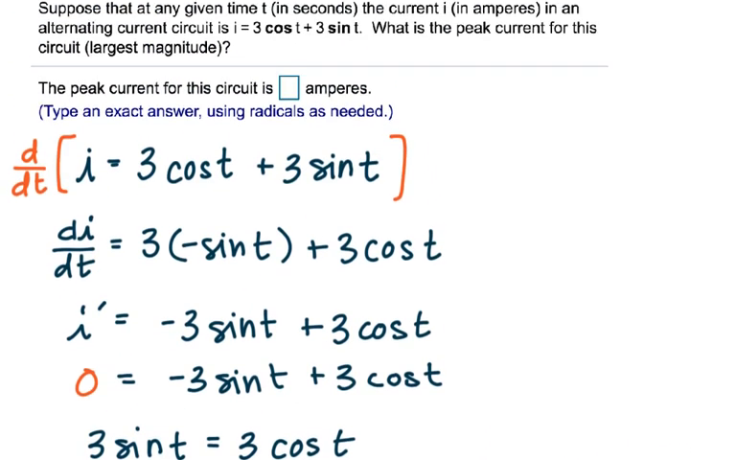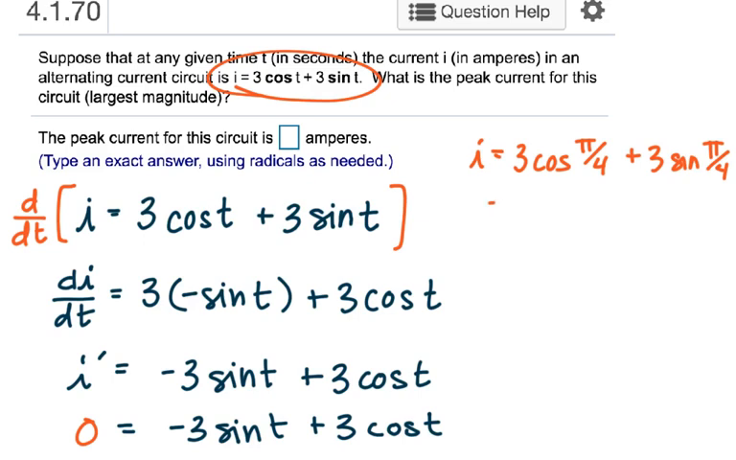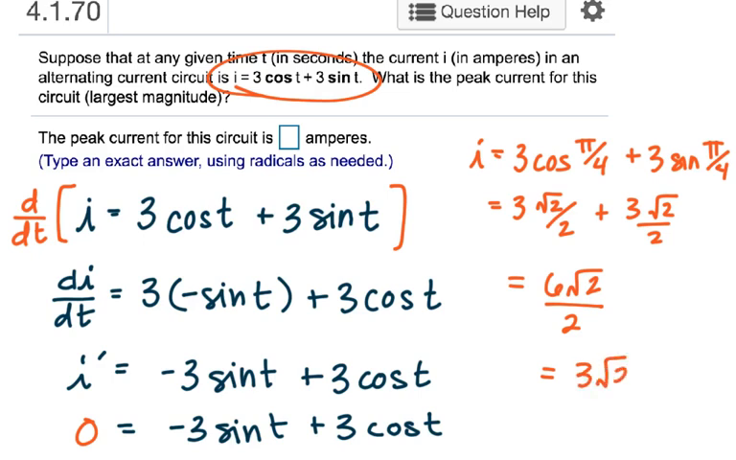So if I want to finish this problem, I'm going to go back up and plug pi over 4 into my original equation. So I is equal to 3 cosine of pi over 4 plus 3 sine of pi over 4. Cosine and sine at pi over 4 are root 2 over 2. So I have 3 root 2's over 2's. So that is 6 root 2 over 2, and the 6 and the 2 reduce. So I've got 3 root 2, and that would be 3 root 2 amps.